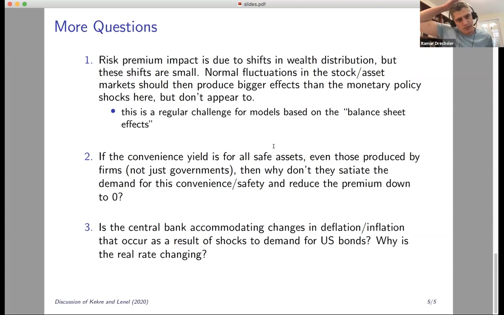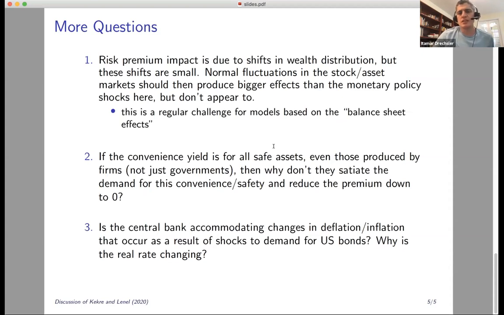The second question, and again, I think this goes a bit to the convenience yield, the micro foundation for it. It also goes to this extension of their model where they talk about how you limit the supply of the safe asset. Does this convenience yield or safety premium apply to all more or less risk-free assets, such as those produced by firms or financials, like let's say commercial paper, or, some papers talk about mortgage-backed securities, or does it just apply to government bonds?